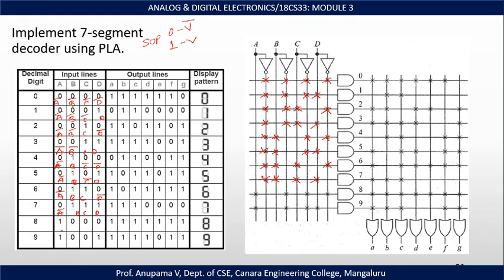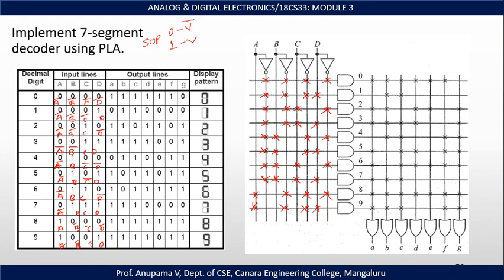Next entry in the truth table is 1000, which is represented by A, B bar, C bar, D bar. In the next line of PLA, I draw X mark against A, B bar, C bar and D bar. So the last entry in the truth table is 1001, which is equivalent to A, B bar, C bar, D. In the last line of PLA, I draw X mark against A, B bar, C bar and D. Now let us implement the output side.